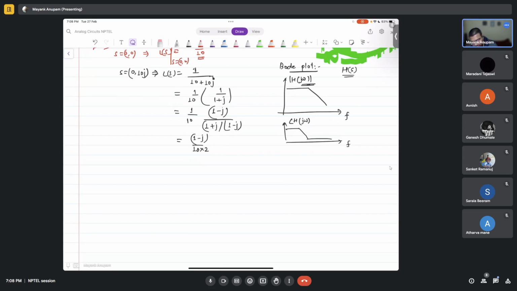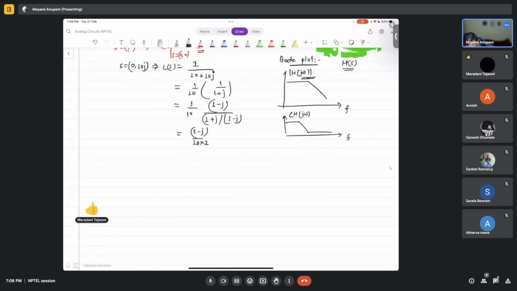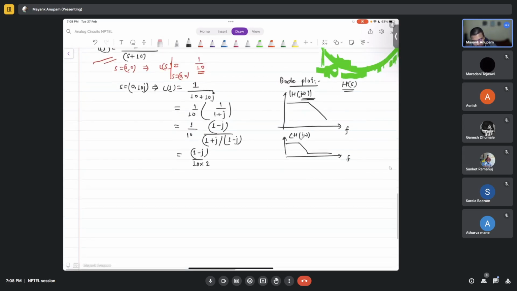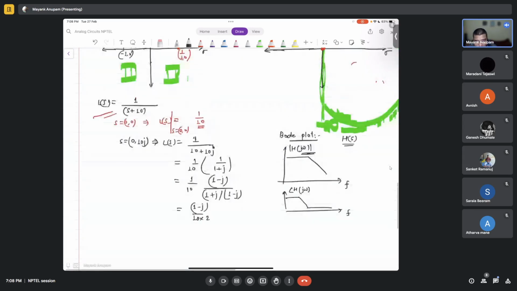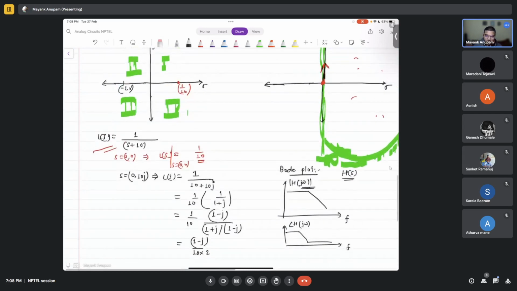Is this correct or not? Oh, sorry, this will be 4, right? This is 1 plus 1, 1 minus, no, this is 2 only, right? This is correct. Yeah. So where should it lie? Tell me. In which quadrant now should it lie?